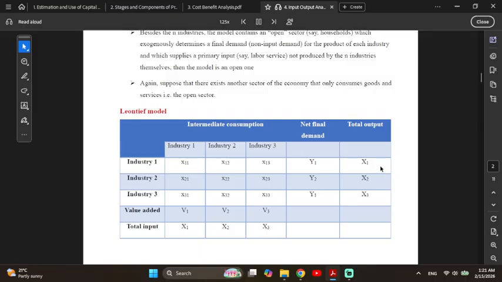Intermediate consumption, net final demand, total output. Industry 1: x11, x12, x13, y1, x1. Industry 2: x21, x22, x23, y2, x2. Industry 3: x31, x32, x33, y3, x3. Value added: v1, v2, v3. Total input: x1, x2, x3.